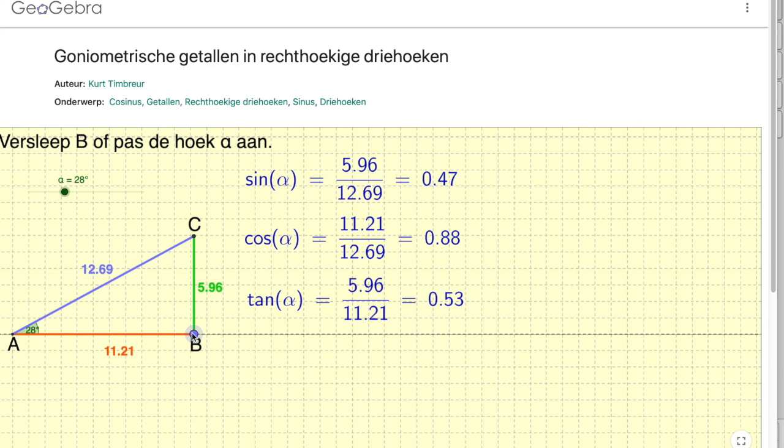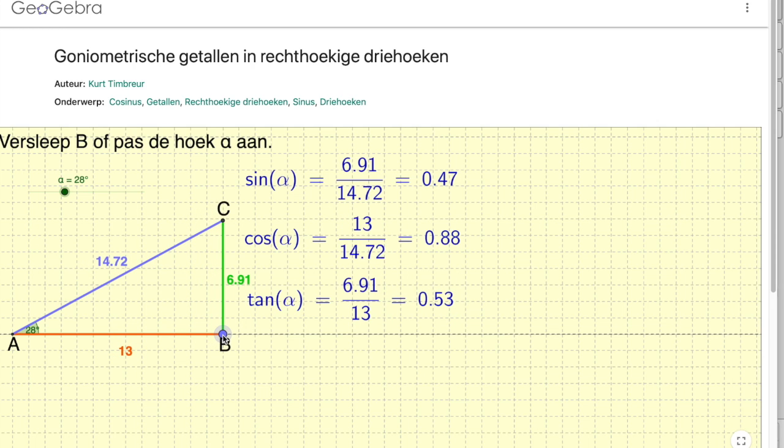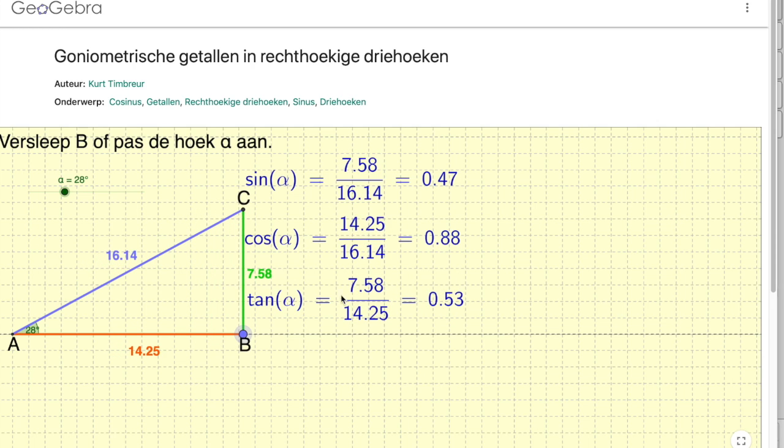And if we go over here, we can see that if the angle is like over here 28 degrees, whether you change the sizes of the edges, you see the tangent is always the same. Over here you see the tangent, it's 0.53.